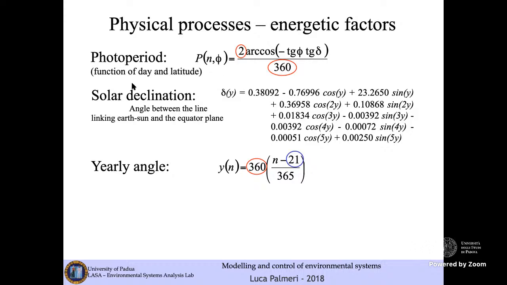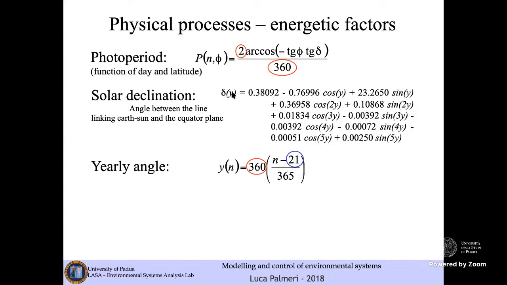And for the solar declination, we have this very detailed astronomical model. These are all astronomical models in which we may say that the solar declination, so the height of the sun over the horizon, depends on the day of the year, epsilon.